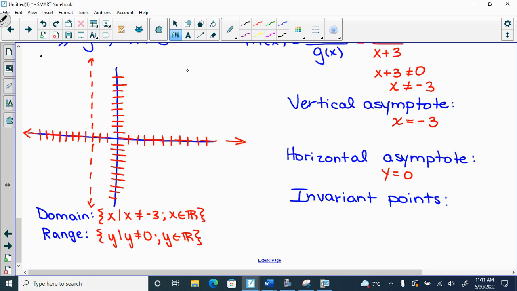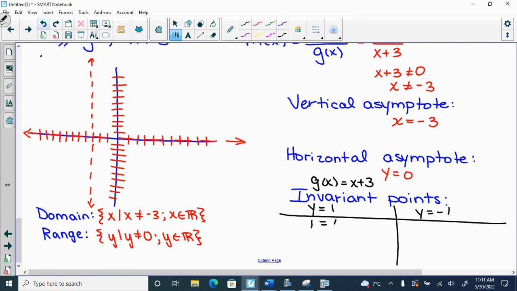Now to get the invariant points, I want when y equals 1 and y equals -1. And my original was x plus 3. Oh, it wasn't f of x, and g of x equals x plus 3. So I can go 1 equals x plus 3, subtract 3, x equals -2. So I get -2 and 1.